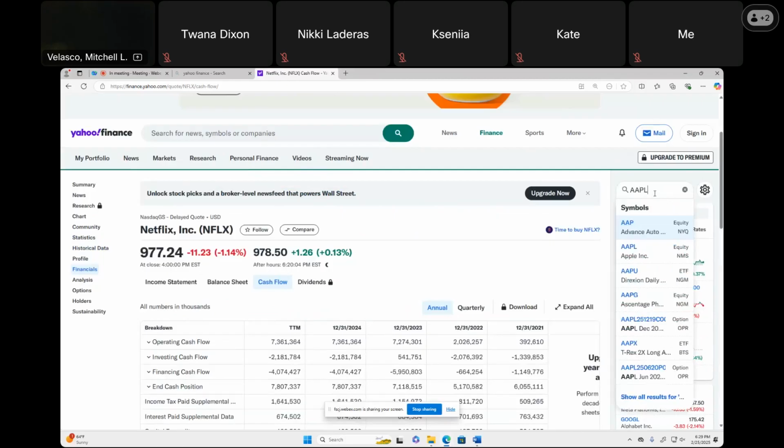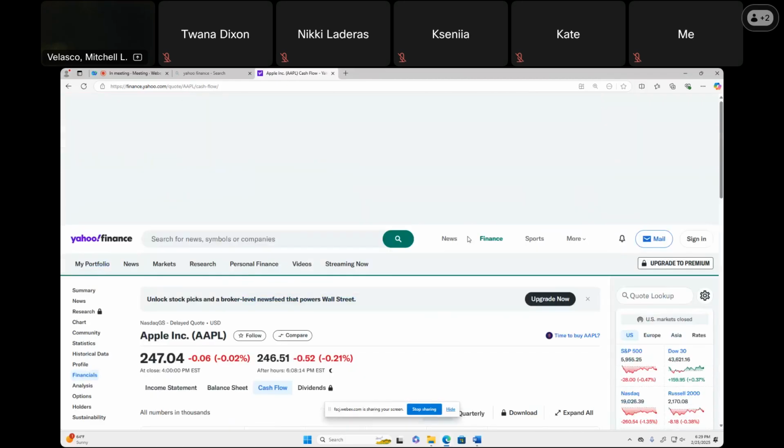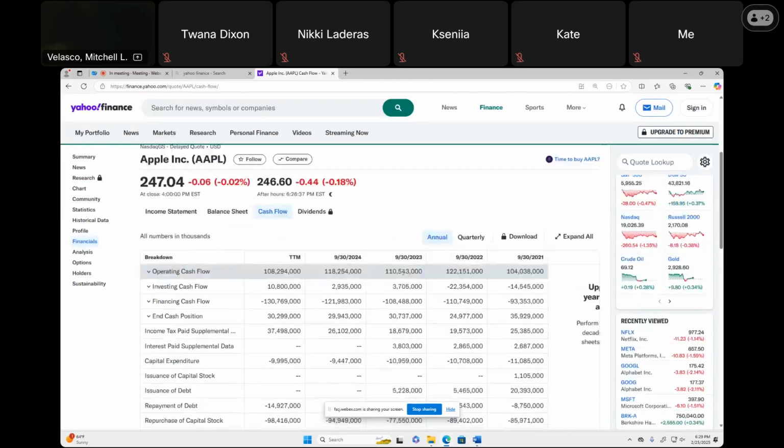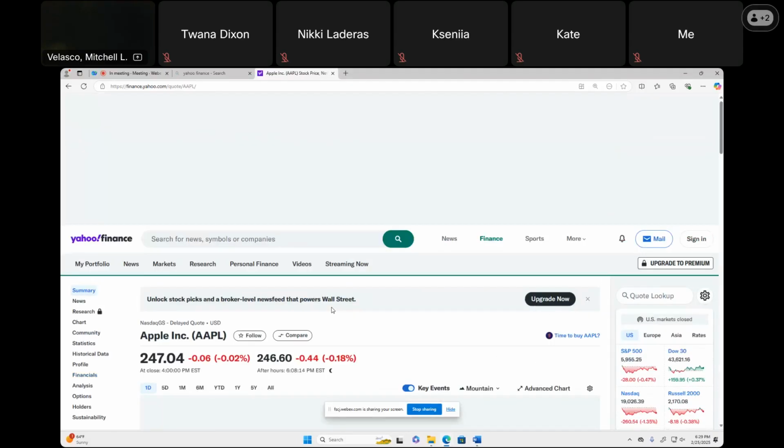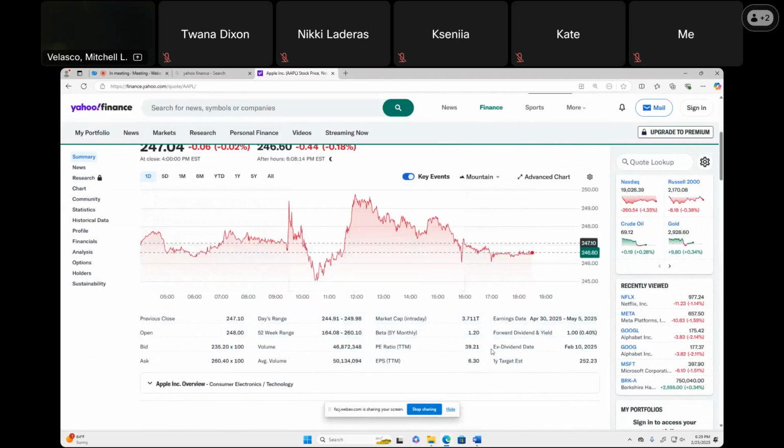Let's take a look at Apple first. So Apple is kind of a growth company. And if you go to the summary page again, the number you're looking for is right here, forward dividend and yield. And you're going to get two numbers. One is a dollar amount. So that's $1 in cash. So for every share of Apple I own, I'm going to get $1 as a dividend every year. And the one in the parentheses is the yield.